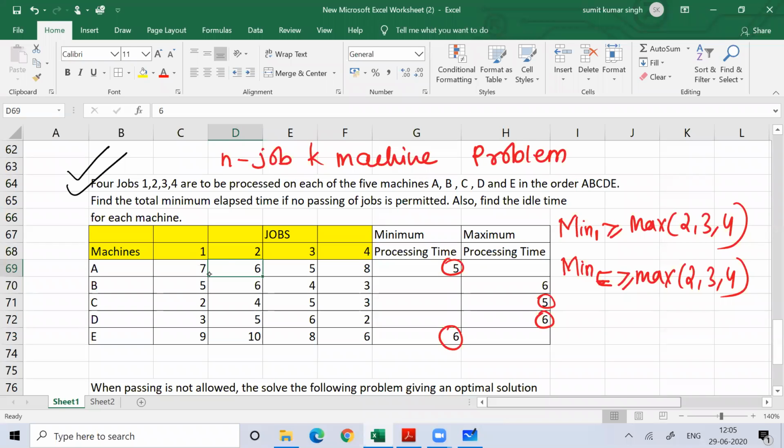Both the conditions are working here. So it doesn't matter that both the conditions should work. If either one condition works, then it would also be applicable.